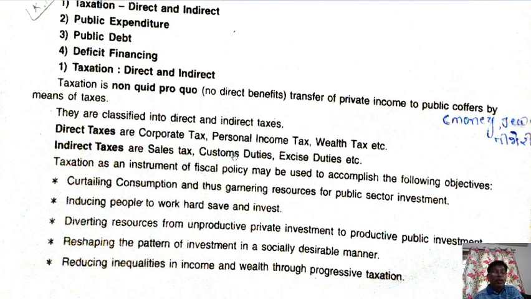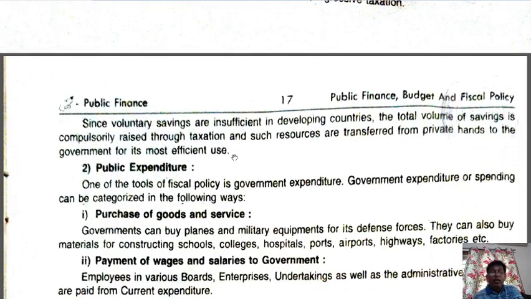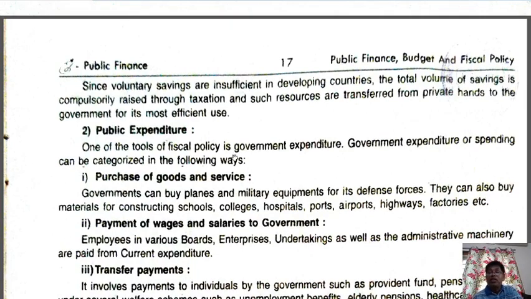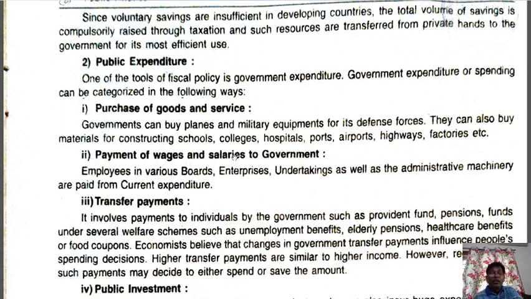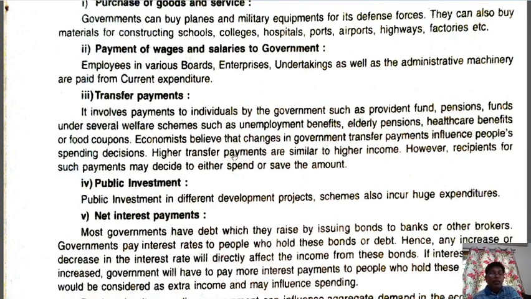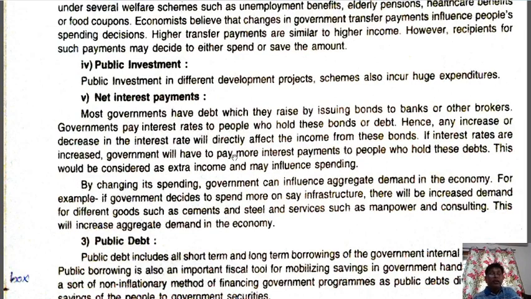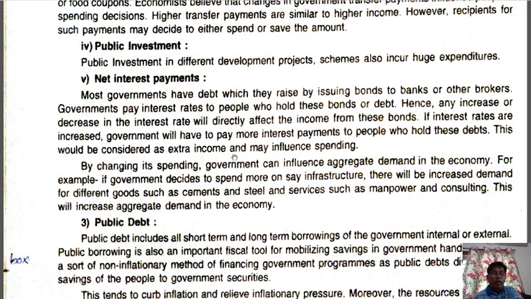Public expenditure. Public expenditure is one of the tools of fiscal policy. Government expenditure is the spending, and we categorize it in the following ways: purchase of goods and services, payment of wages and salaries of the government, transfer payments and public investment, and net interest payment. Government expenditure is possible through the mobilization of financial resources.